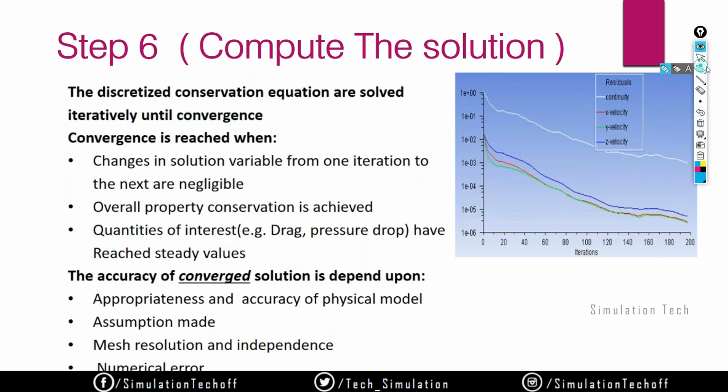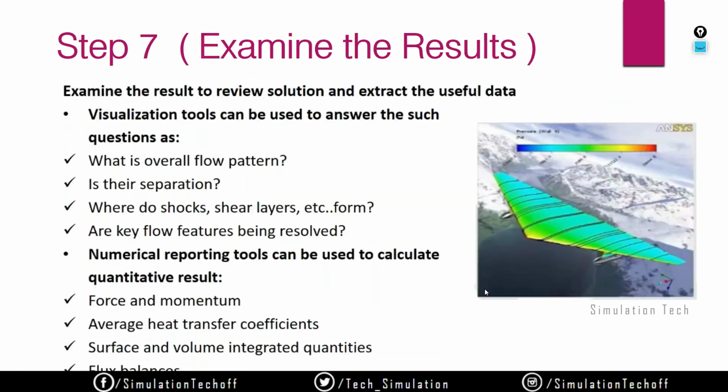What are the factors which affect convergence? The appropriateness and accuracy of the assumptions we made, meshing resolution obviously, and numerical errors. If you have numerical errors, the problem will not converge, and if you don't have a good mesh, it will affect your convergence. And also the assumptions you made: with a lot of assumptions, the problem will converge easily. With fewer assumptions, the problem gets more complicated to converge. That is what is explained in this slide. So that is step number 6, and I will move on to the next.